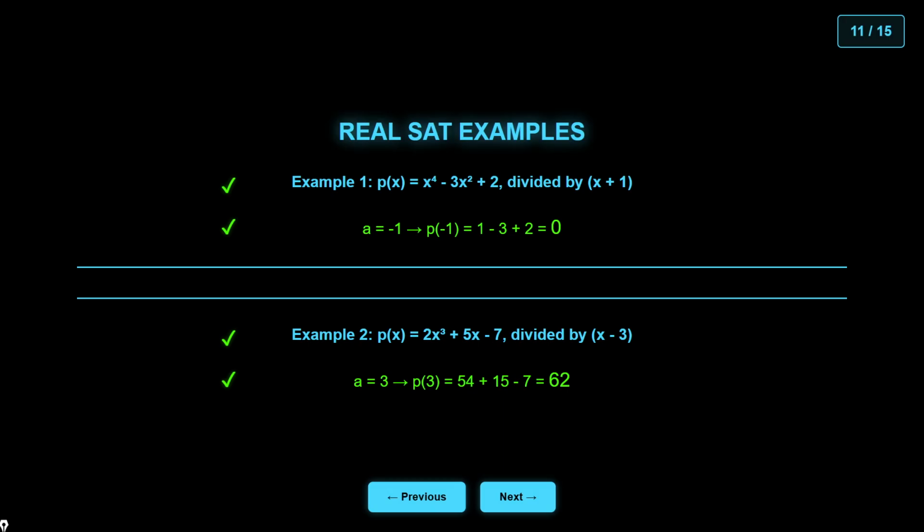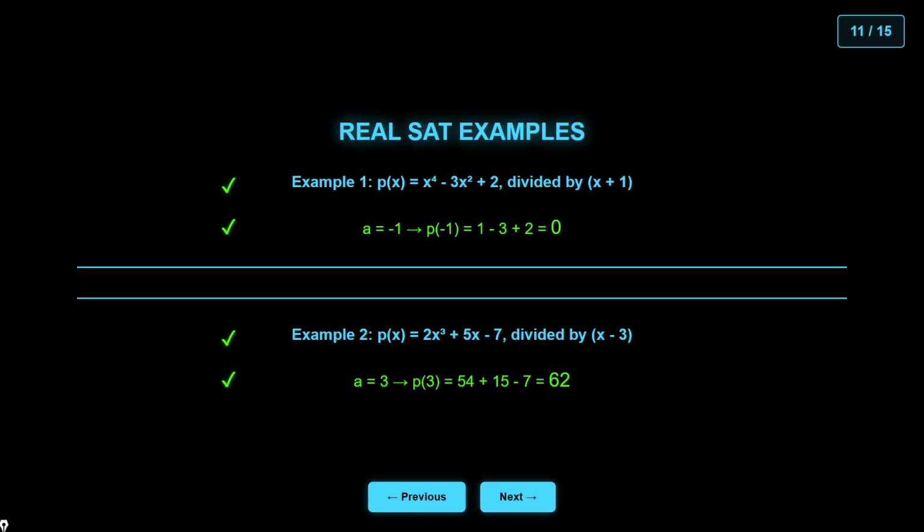So what do I do? I just plug minus 1 in the place of x. So that becomes p of minus 1. That is my remainder now. So if I do that, I get p of minus 1 here as 0. Therefore, if p of x in this example 1 is divided by x plus 1, the remainder is 0. Done in less than 20-25 seconds.